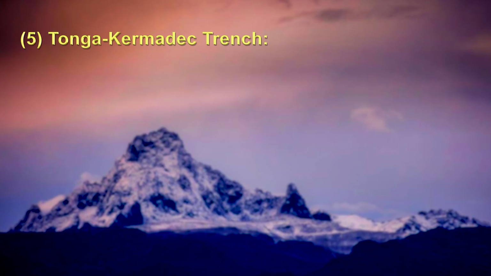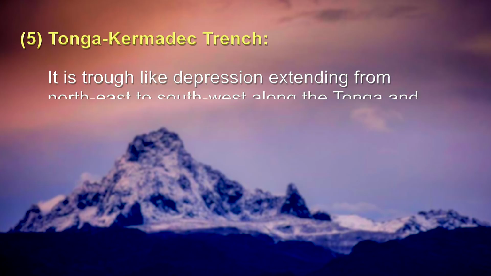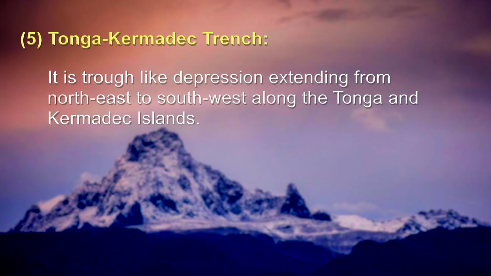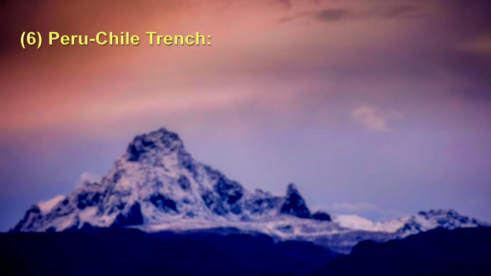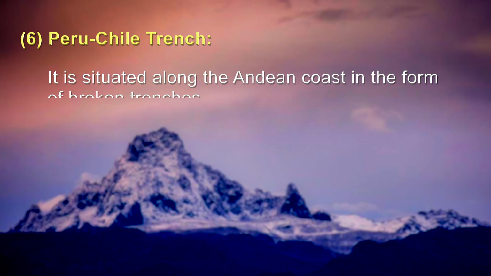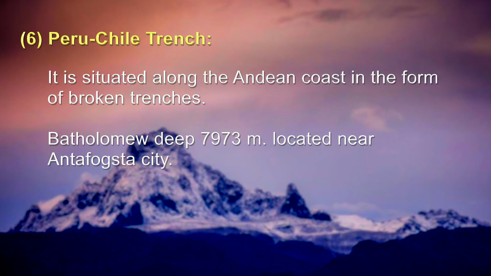Tonga-Kermadec Trench. It is a trough-like depression extending from northeast to southwest along the Tonga and Kermadec Islands. It is measured to be 8,000 meters deep with the 9,428 meters Aldrich Deep. Peru-Chile Trench. It is situated along the Andean coast in the form of broken trenches. Bartholomew Deep, which is 7,970 meters long, located near the Antofagasta city.